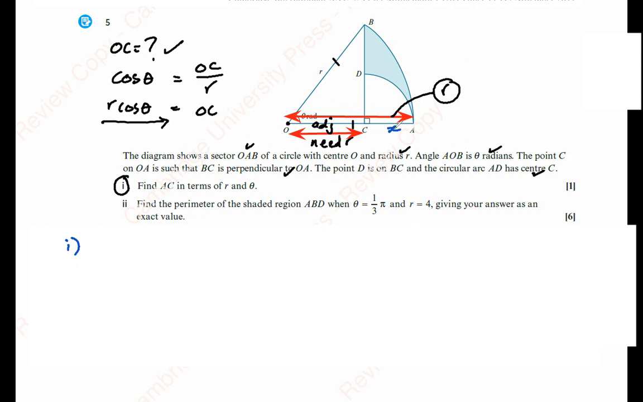Now, why did I need it again? Because I can now find AC. Basically, AC is equal to OA minus OC. We've just found OC, and we know what OA is. It's R. So this is going to be R minus R cos theta.